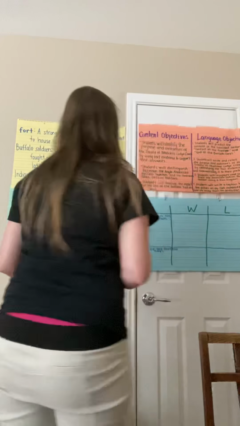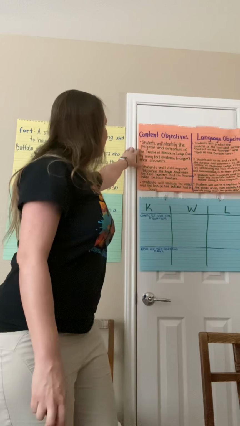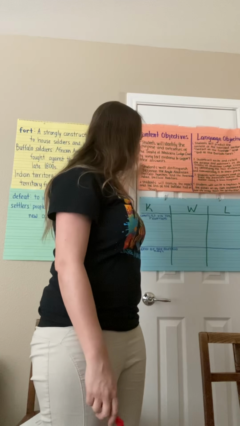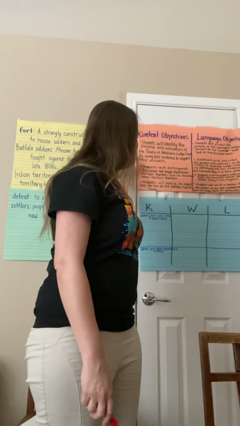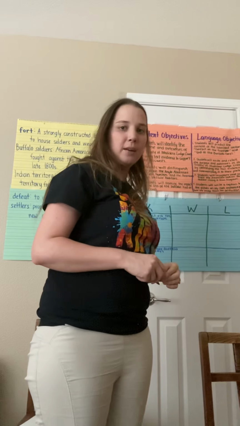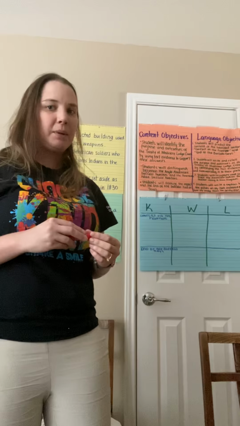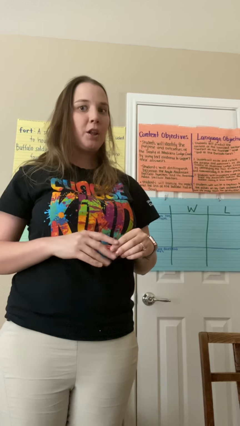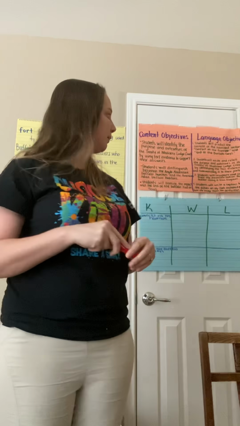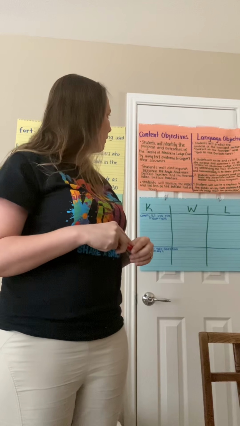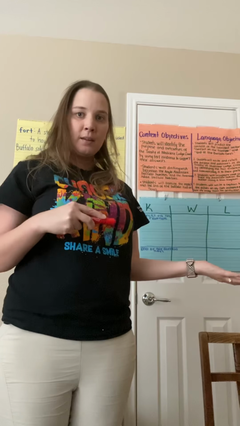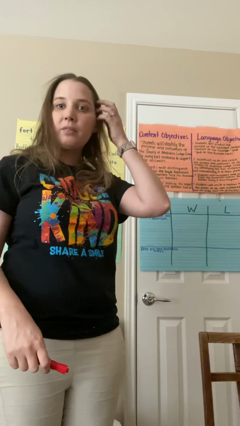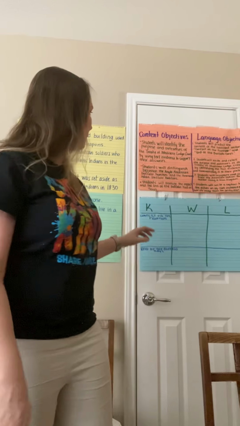So our first objective is that students will identify the purpose and outcomes of the Treaty of Medicine Lodge Creek by using text evidence to support their answers, okay? So you know that we're going to be talking about the Treaty of Medicine Lodge Creek, and we're going to look in the book and see where it tells us exactly what the purpose of that was, and then what was the result of it, what was the outcome of that.